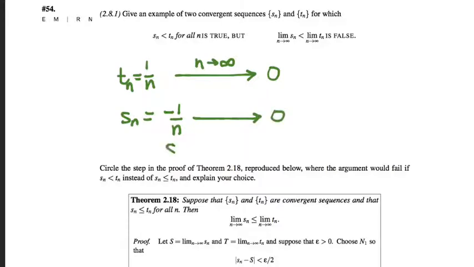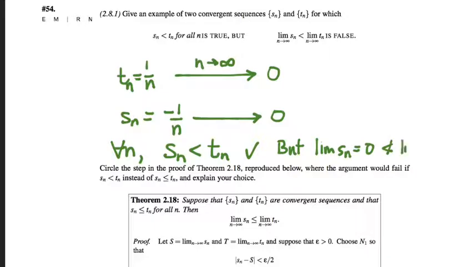Is it true that the SNs are always less than the TNs? Yeah, it's true. All the SNs are negative. All the TNs are positive, right? So that works. But the limit of the SNs is 0, and that's not less than the limit of the TNs.